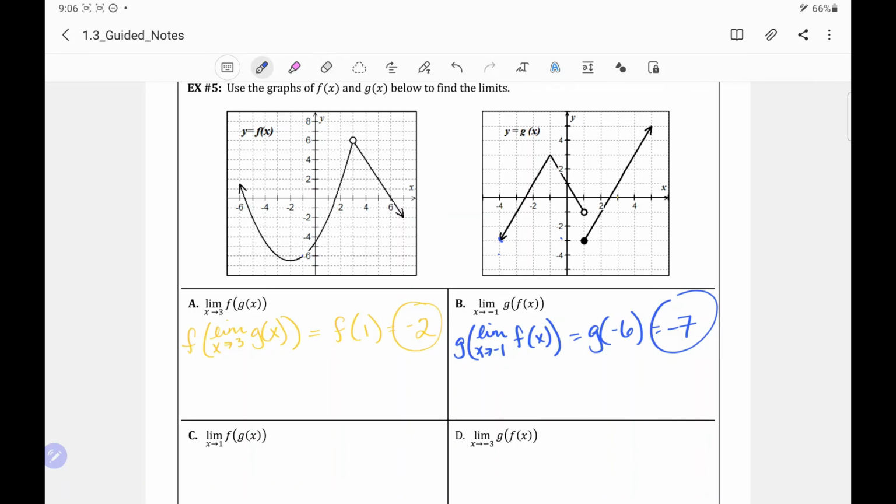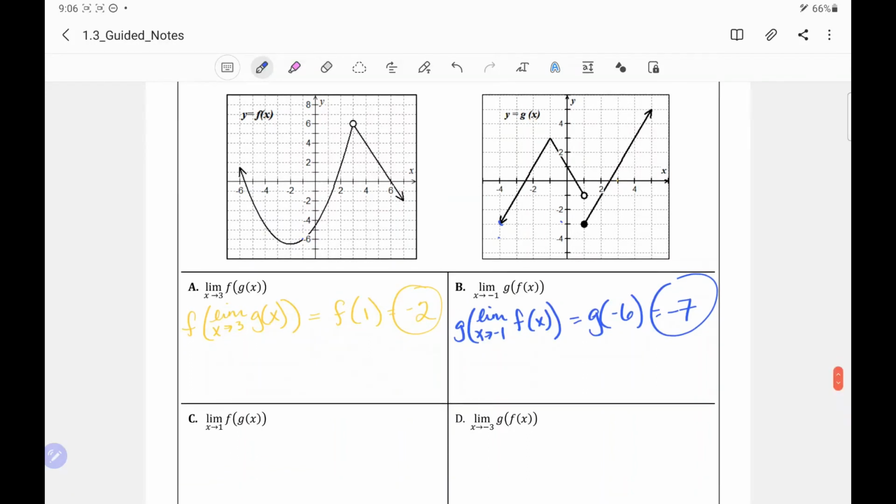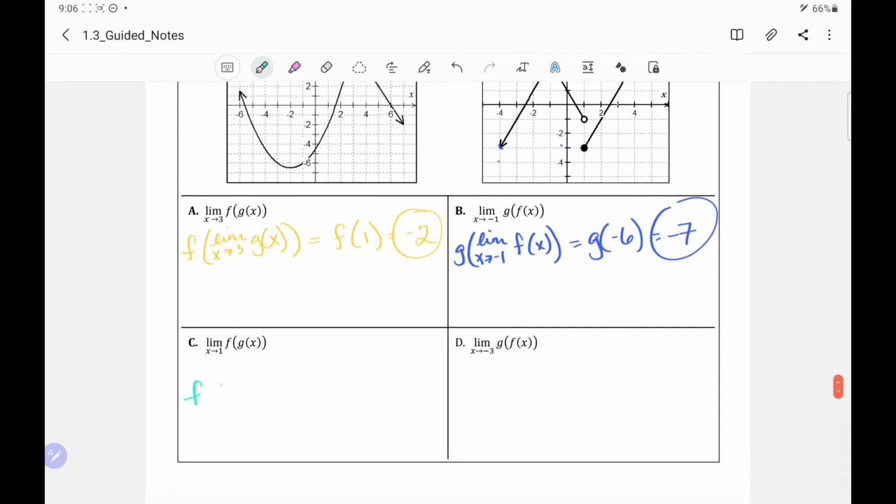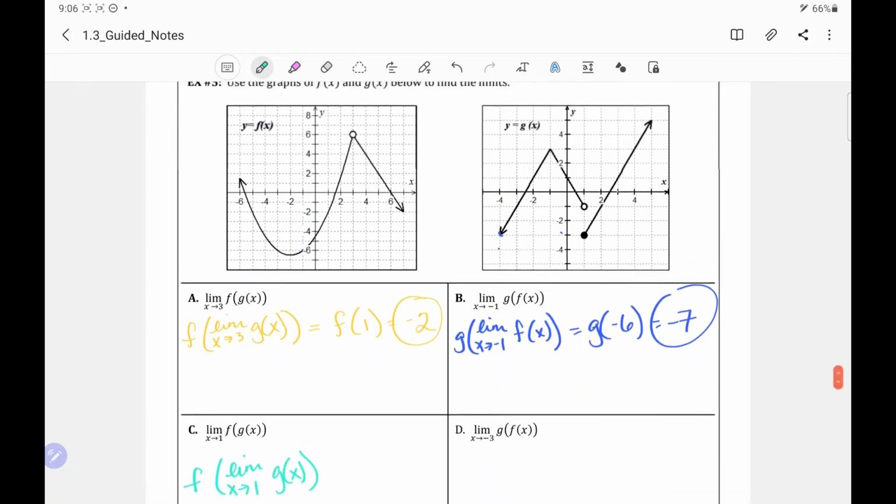All right, going to the next one. The limit as x goes to 1 of f of g of x. So I've got f on the outside, the limit as x goes to 1 of g of x. So we look at g of x, we find 1. Look what we have here. This does not exist. We run into another problem here.